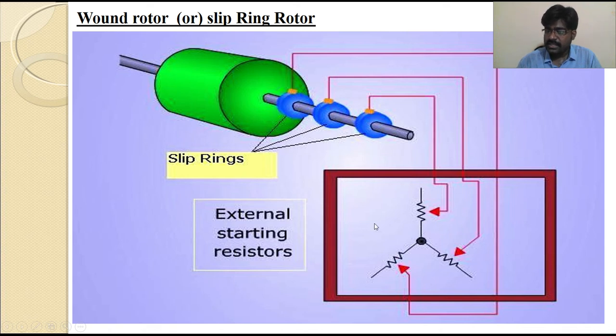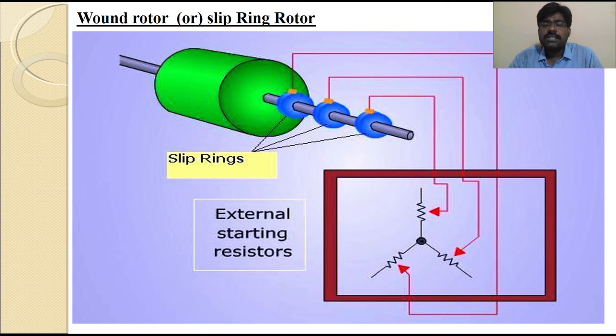If we connect the external resistance, what is the function of a resistor? Generally it opposes the current. So the advantage of connecting the resistors is that we are controlling the current. If we control the current, we can control the speed of the machine also. So in a slip ring induction motor, speed control is possible, but in a squirrel cage induction motor, speed is always constant. Once we give the supply to the induction motor, whatever speed it achieves, that speed remains till the end of the process.